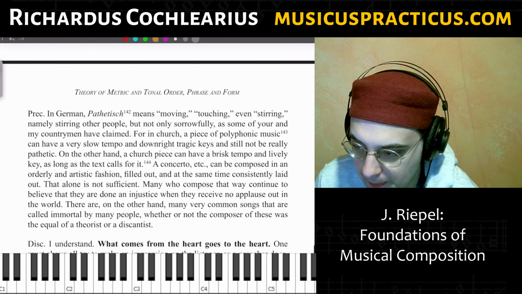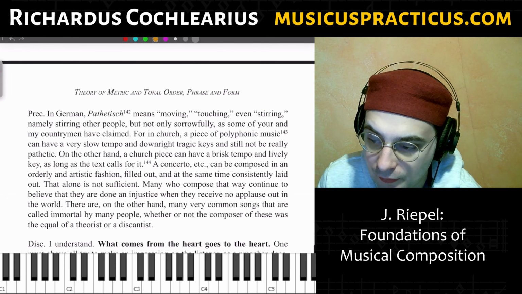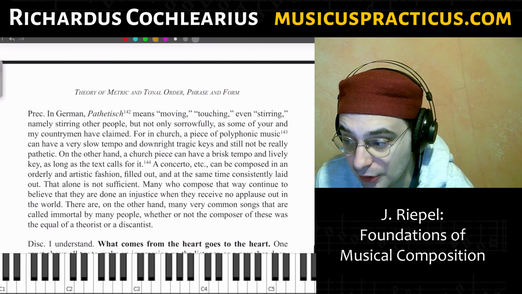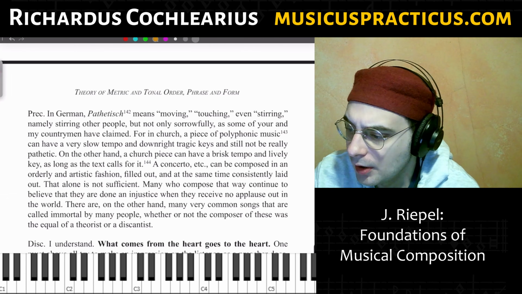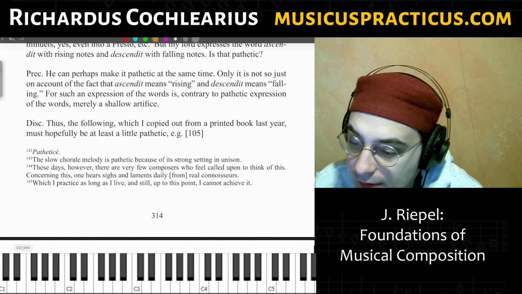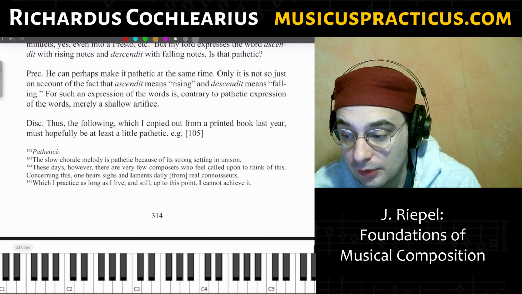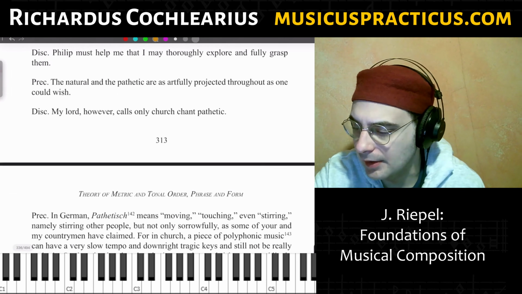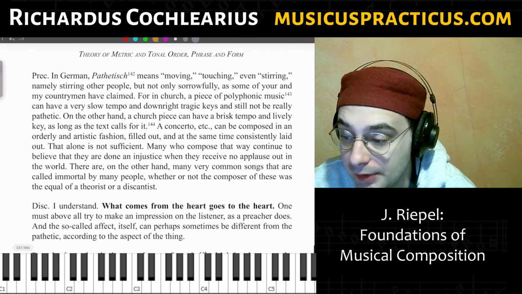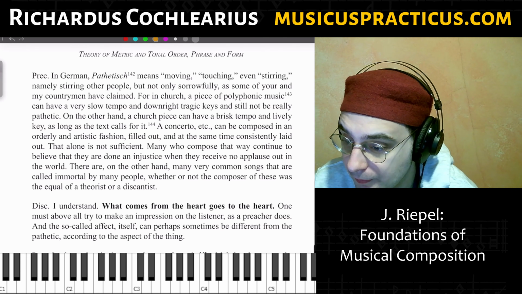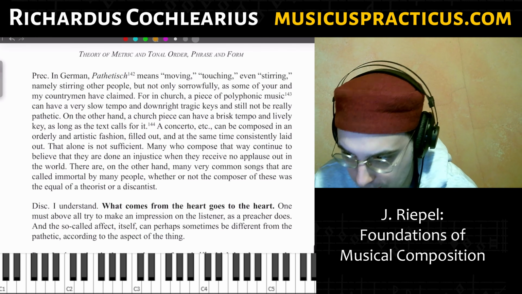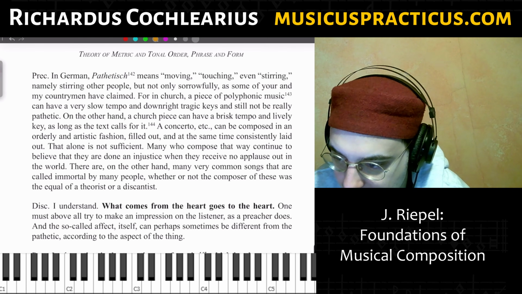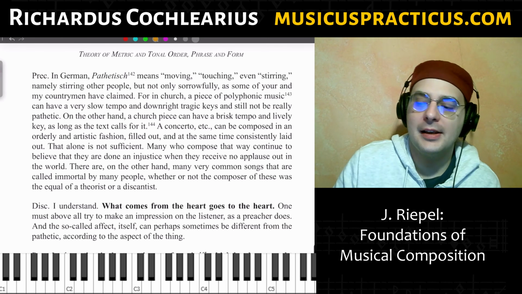For in a church, a piece of polyphonic music can have a very slow tempo and downright tragic keys and still not be really pathetic. The slow chorale melody is pathetic because of its strong setting in unison. On the other hand, a church piece can have a brisk tempo and lively key, as long as the text calls for it.